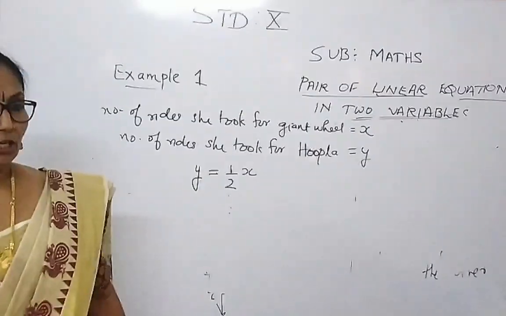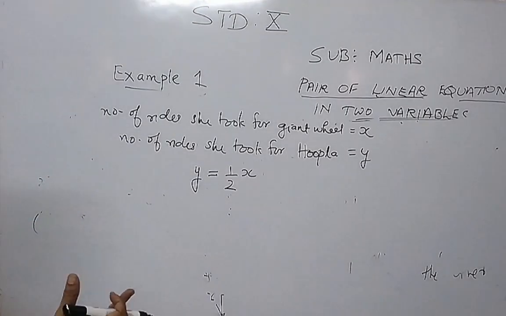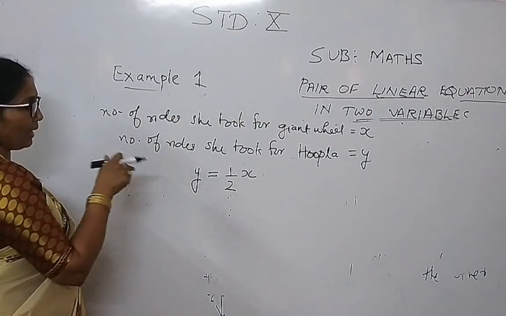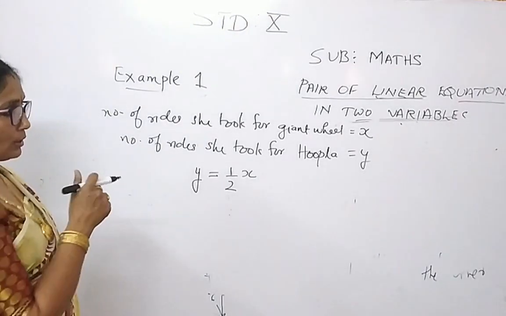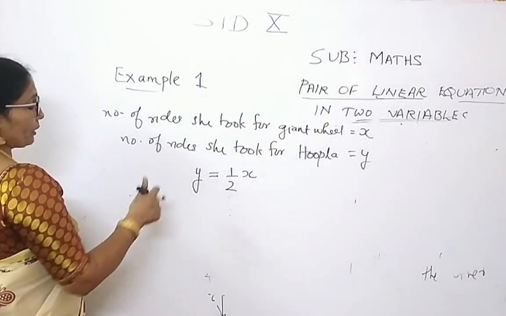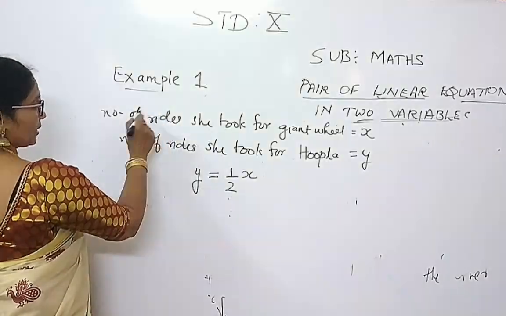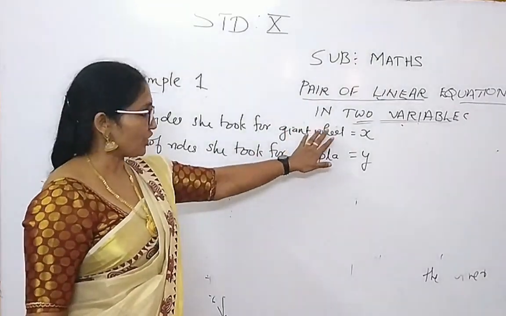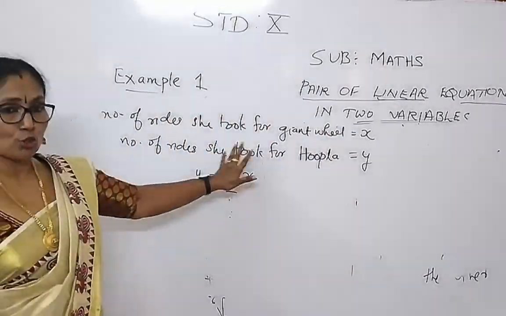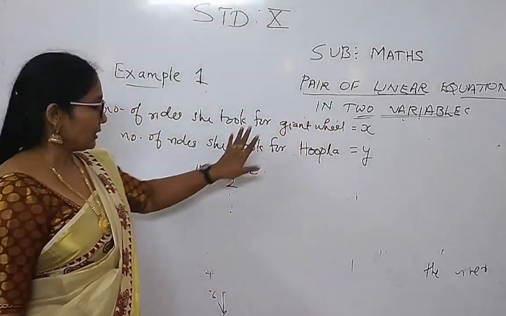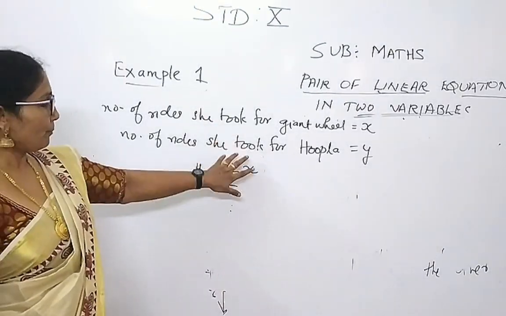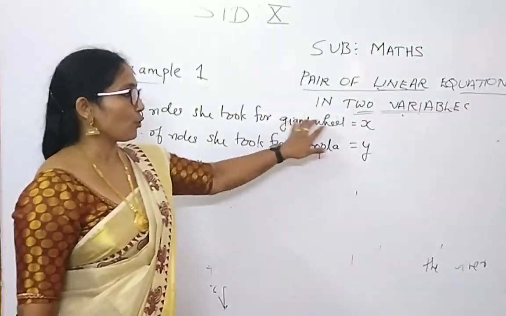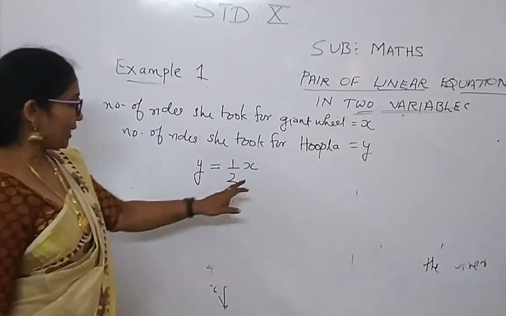So you have to make linear equations in two variables out of the question itself. You will get two equations, and the graphs of those two equations you are going to represent on the Cartesian coordinate plane. She took x rides on the giant wheel and y rides on hoopla, and the clue given is that the number of rides she took on hoopla, y, is equal to half the number of rides on the giant wheel, x. So y is equal to half x.